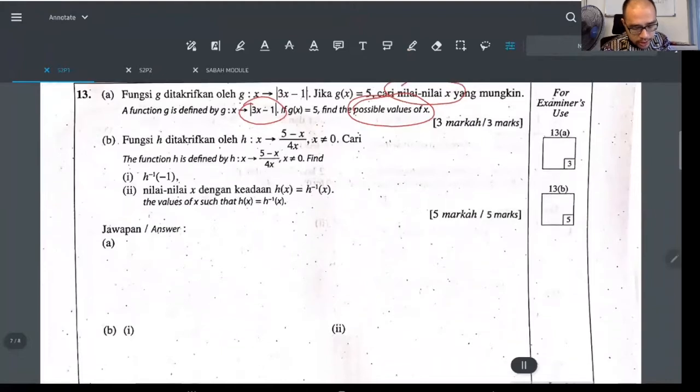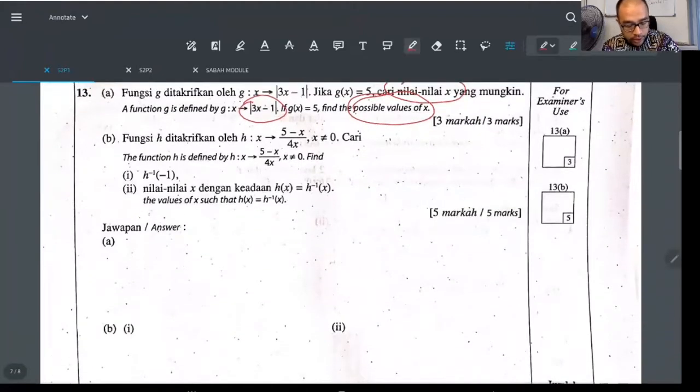Okay, function H is defined as 5 minus x over 4x, and then after that, x is not equal to 0. Now, let me go into this first. Whenever you have a function that has a denominator, something down there that has an x, you need to define that x. There's a reason why there's this x not equal to 0, especially in your KSSM format, where this is heavily emphasized. You must qualify the definition of the x.